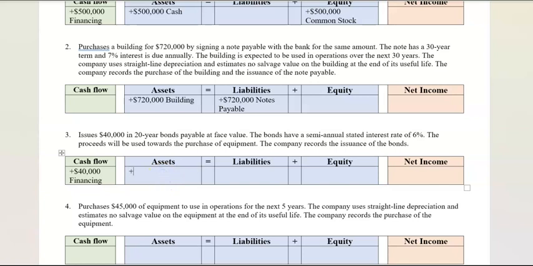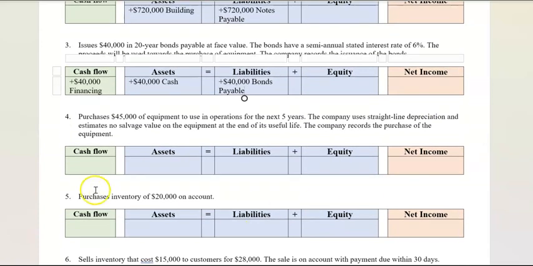Because we received cash, our assets are going to go up by $40,000. The specific asset, of course, is cash. And again, just like in the last example, liabilities go up. Another long-term liability, the specific liability here is bonds payable. No impact to equity, no impact to net income.